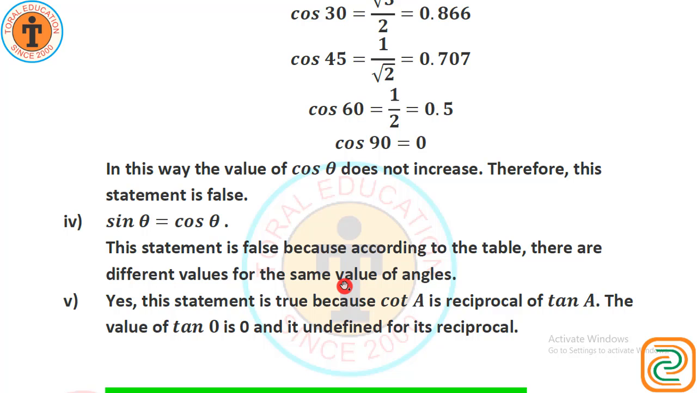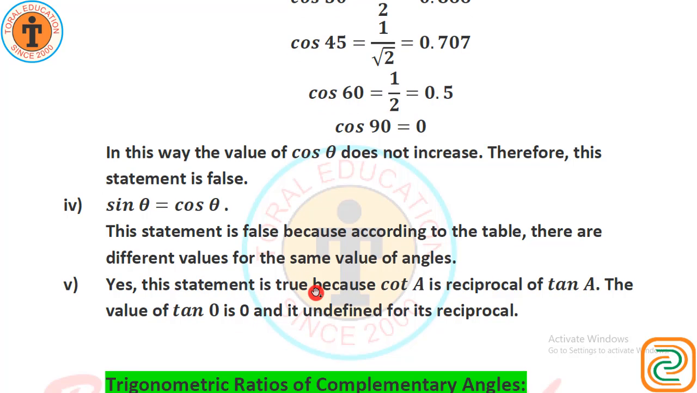Number 5. Cot A is not defined for A equals 0. Yes, this statement is true. Cot A is the reciprocal of tan A. The value of tan 0 is 0, and it is undefined for its reciprocal. Undefined, because 0 can never be in the denominator, right?